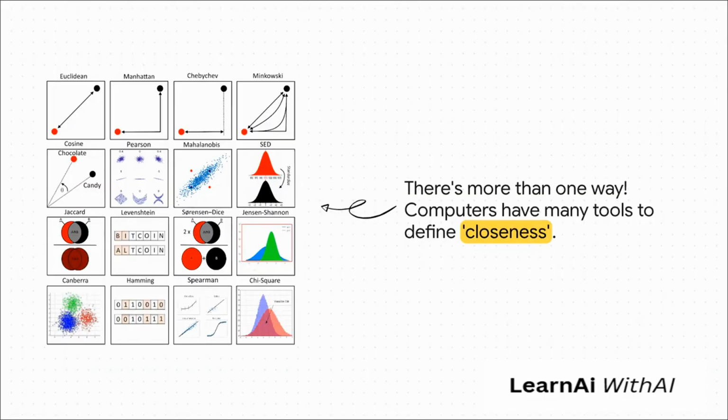It's like calculating how many city blocks you'd have to walk to get from point A to point B. And then there's cosine similarity, which isn't really about distance at all. It's about the angle between 2 points. The big takeaway is that closeness can mean a lot of different things to a computer.